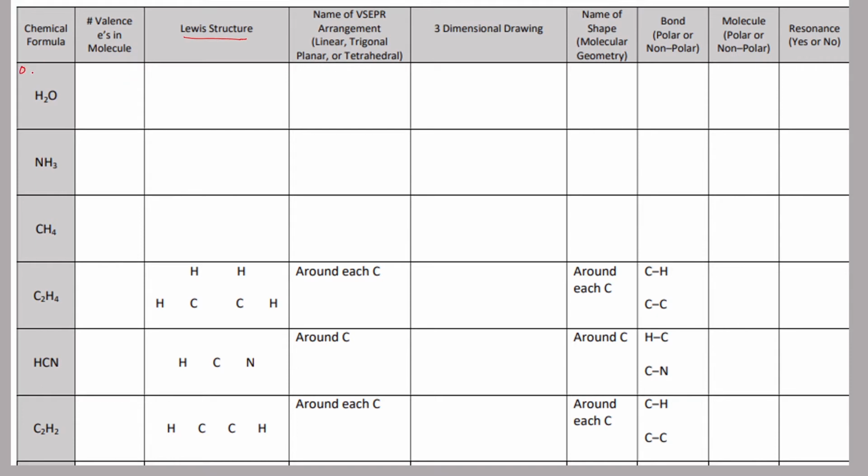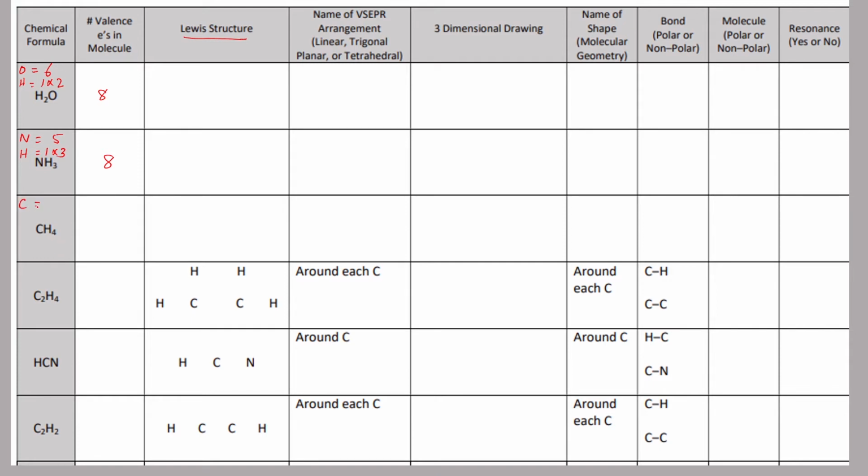So for oxygen, valence electrons are 6. For hydrogen, we have 1 for each, and we have 2 hydrogens. So total valence electrons are going to be 8 electrons here. For ammonia, we have nitrogen from group 5A, so 5 valence electrons. Hydrogen is from group 1A, 1 valence electron, and we have 3 hydrogens. So again, the total number of valence electrons is going to be 8.